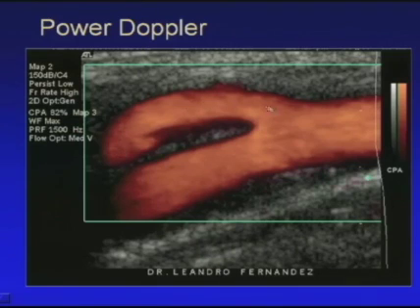Then we go to power Doppler, and the power Doppler in this case is representing only the presence of flow, not representing the direction of flow. And with this technique, with power Doppler, we can obtain a better depiction of the flow inside the vessel.